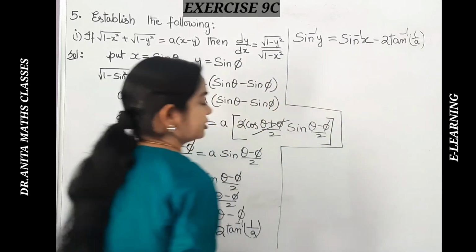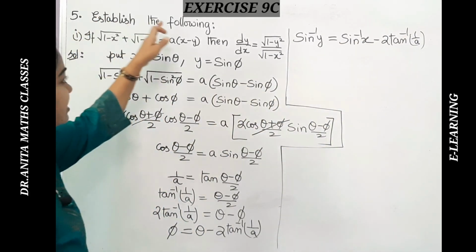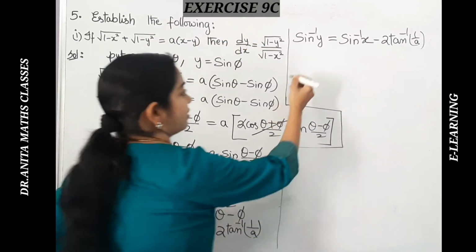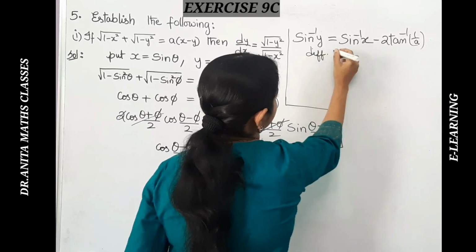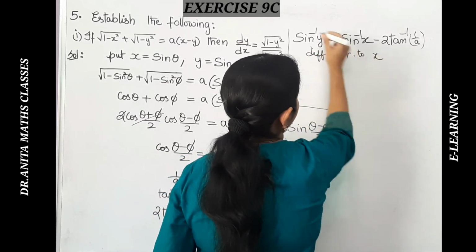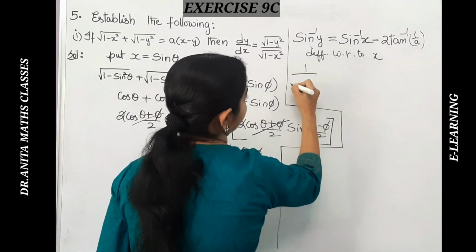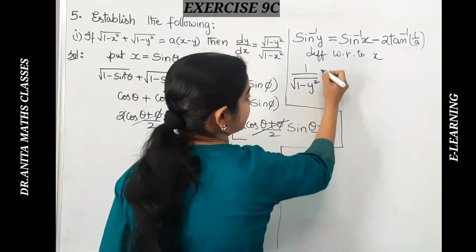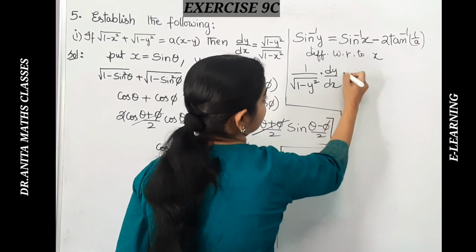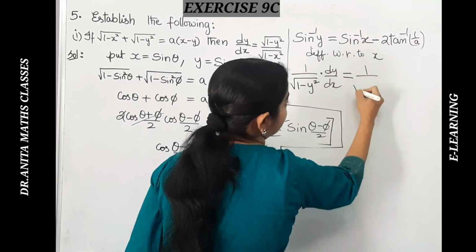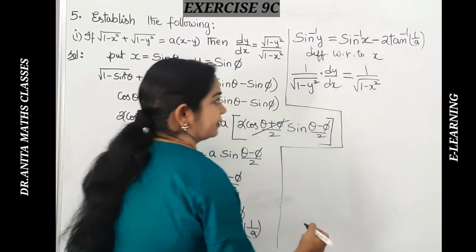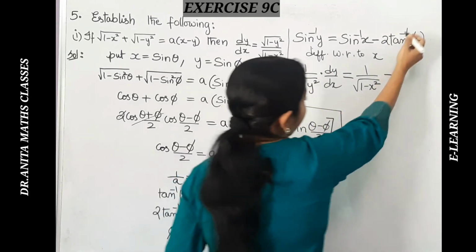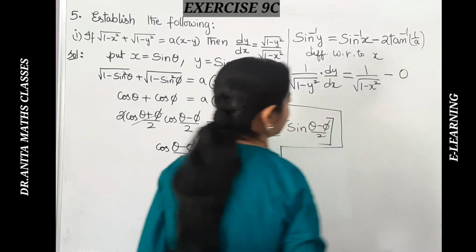Now we will differentiate with respect to x, because we have to establish this. By taking this, we have to prove dy by dx is something like this. Differentiating with respect to x, we get 1 over under root 1 minus y square times dy by dx, equals the derivative of sine inverse x, which is 1 over under root 1 minus x square, minus this complete thing is a constant, tan inverse of 1 by a, so everything is constant and we can write it as 0.